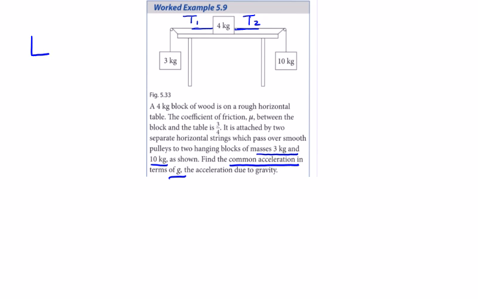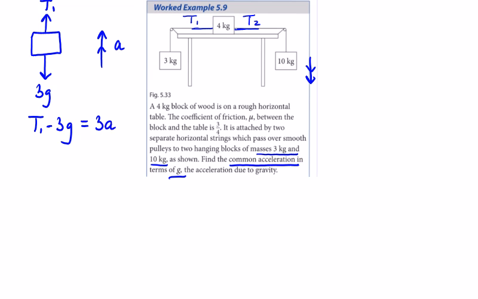Okay, when we look at the 3 kilogram block, what's going on with it? We have 3G going down. We have tension T1 going back up, and it's going to move or accelerate in this direction as 10 is going to move down in this direction. So that's my A. So I start with my T1. So my equation is T1 minus 3G. They're the resolved forces. That's equal to MA, so 3 times A. Now if we look at the 4 kilogram block.